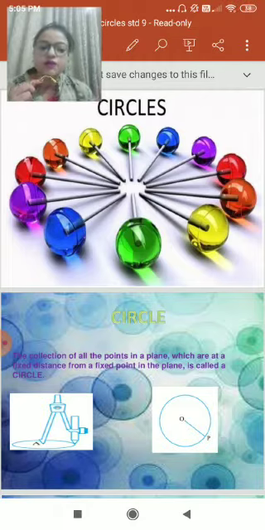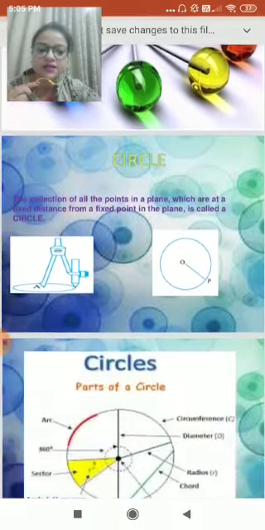The collection of all the points in a plane which are at a fixed distance from a fixed point in the plane is called a circle. So when you join so many points together and make a figure, that figure is called a circle, as you can see in the slide.